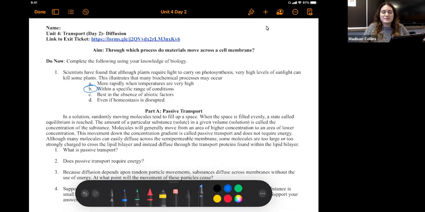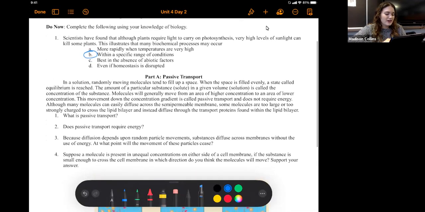The answer there is B, because although plants need sunlight to grow, too much sunlight or too little is going to kill them. So this illustrates that everything works best within a specific range. So this is kind of the same phenomenon that we talked about with enzymes having their best range of pH or their best range of temperature. This is the same phenomenon. Many biochemical processes occur within a specific range of conditions. So plants need just the right amount of sunlight in order to best grow.